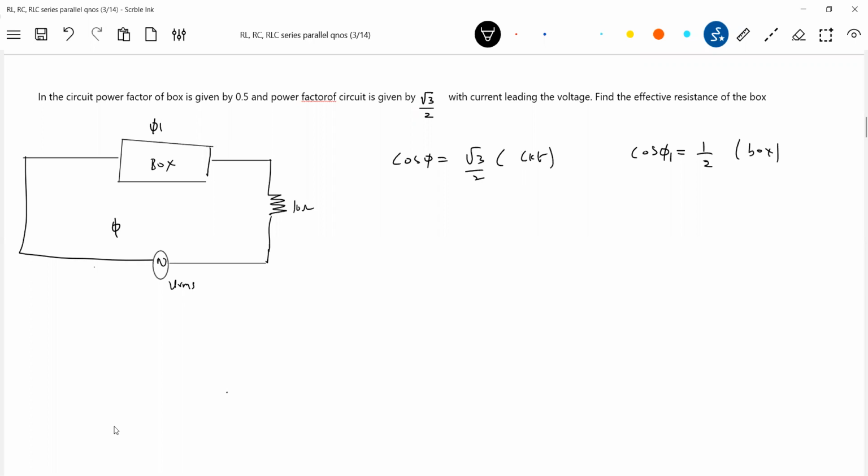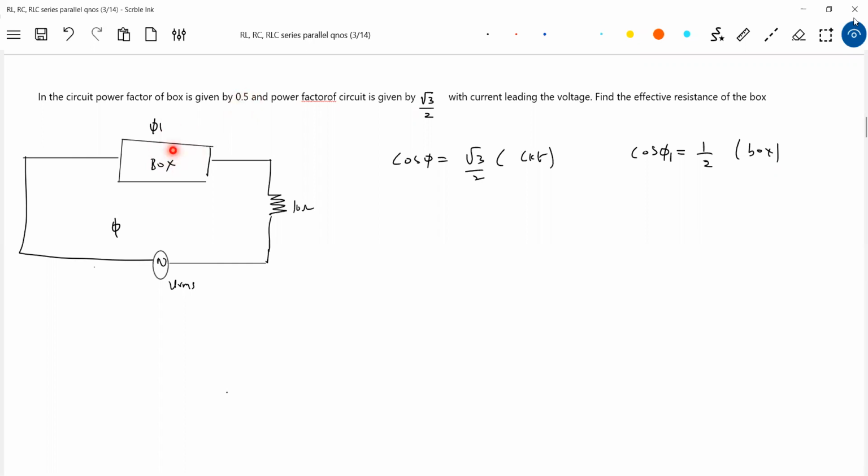Now what should the box contain? If the box has only resistance, what should be the power factor? 1, no? Try to understand the significance of power factor. Cos phi 1 should be equal to 1, unity. If we had only a capacitor, it will be 0. Only an inductor will also be 0, but it's saying 0.5.